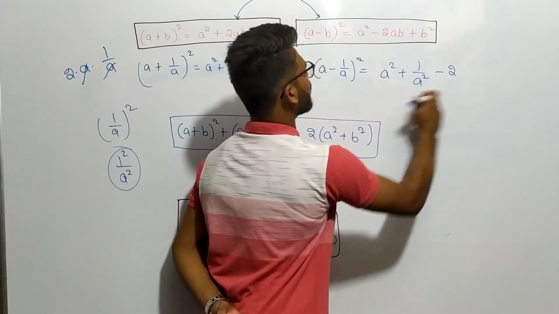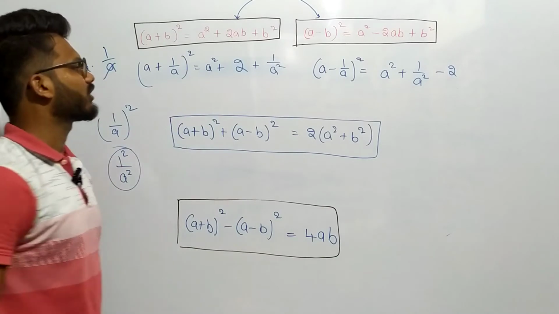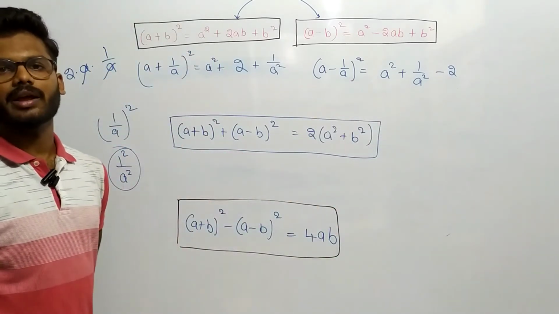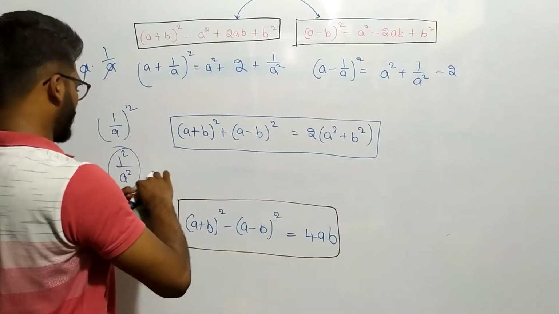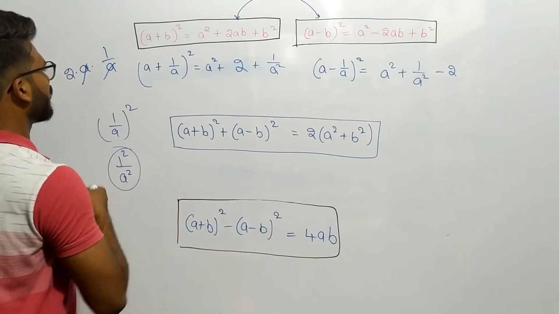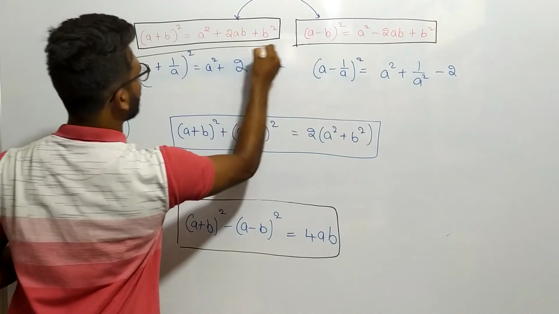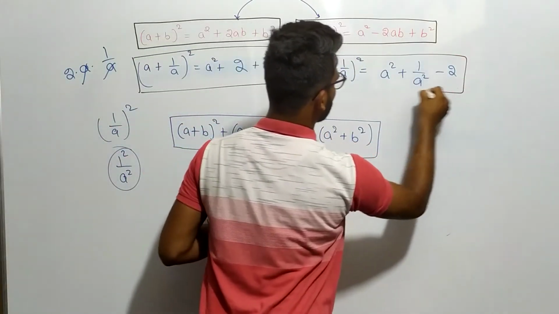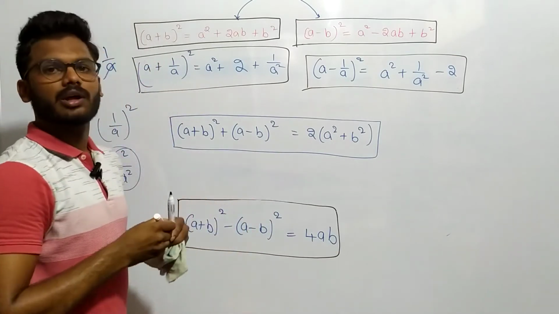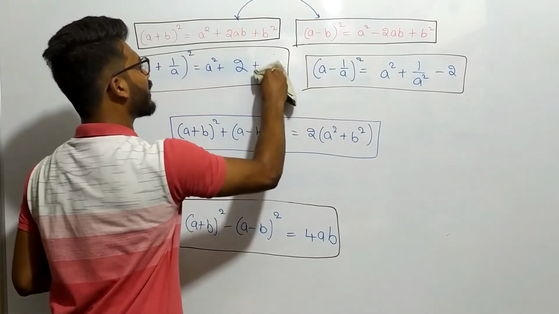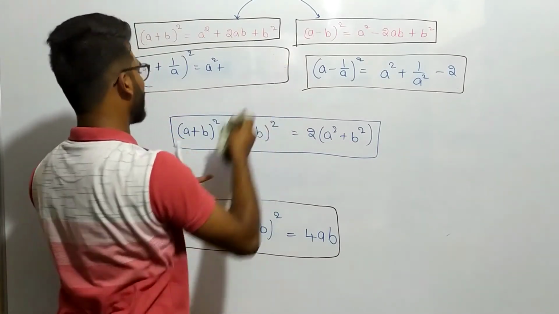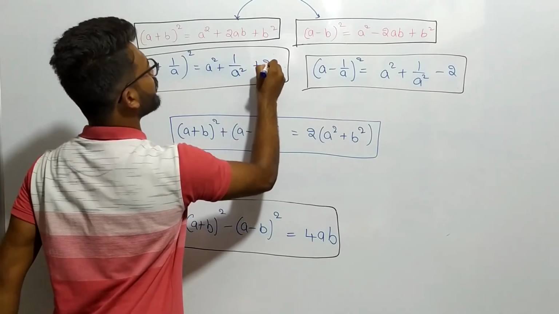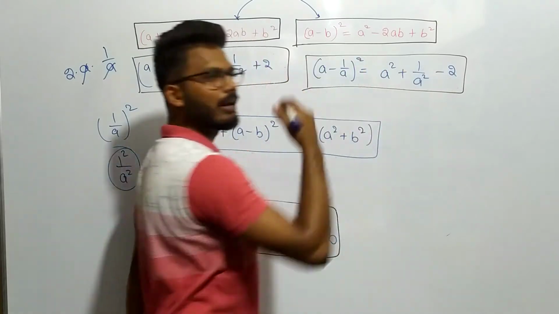Here, this is the formula for a plus 1 by a whole square, and here this is the formula for a minus 1 by a whole square. If you want to remember easily, then you can write like this: a square plus 1 by a square plus 2, a square plus 1 by a square minus 2.